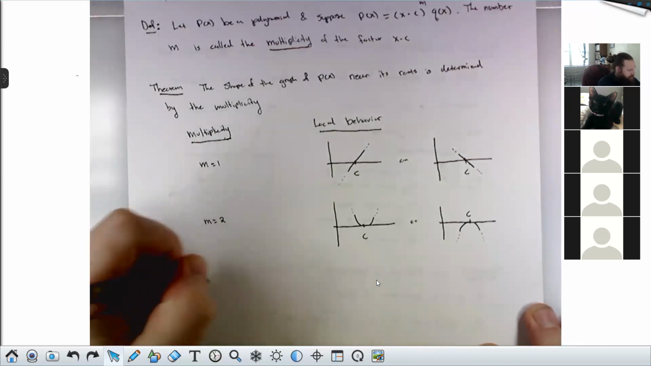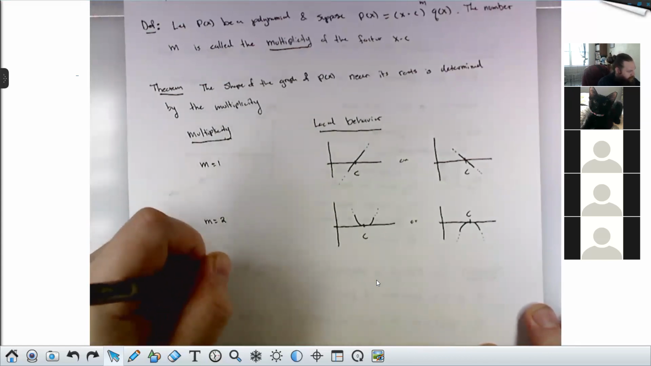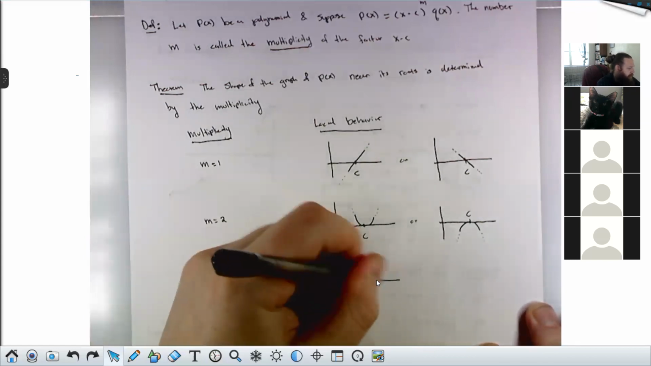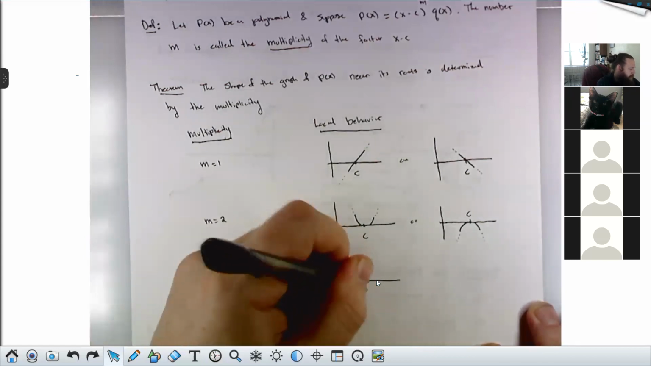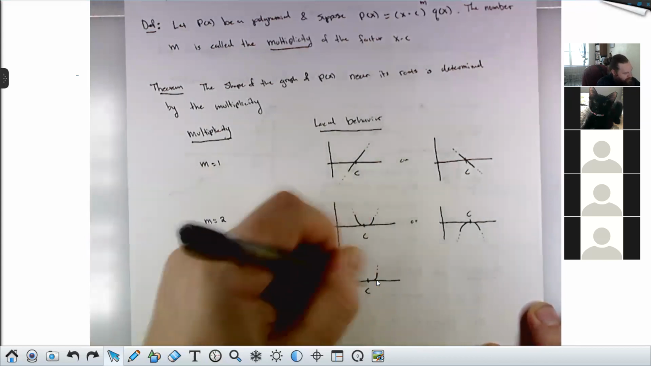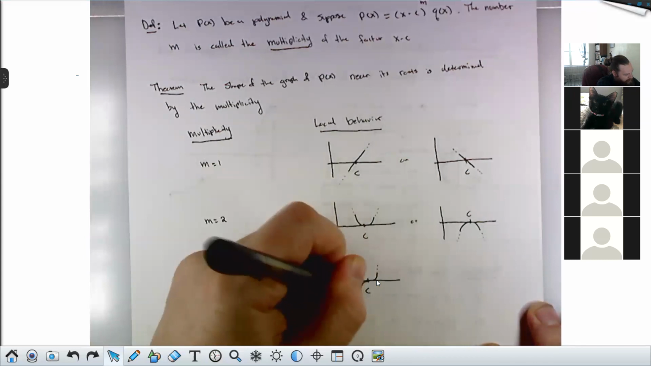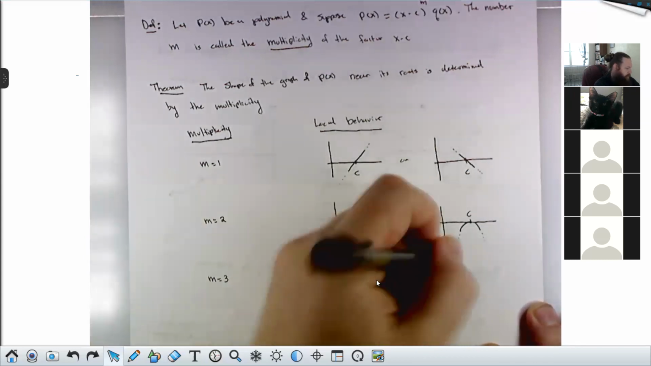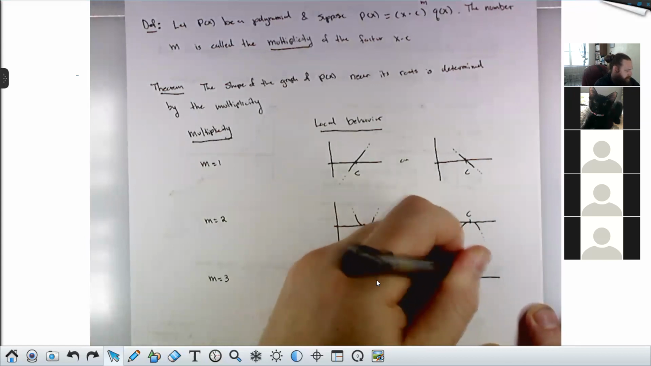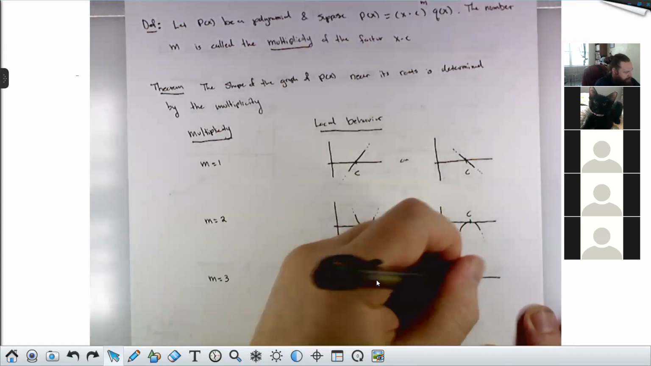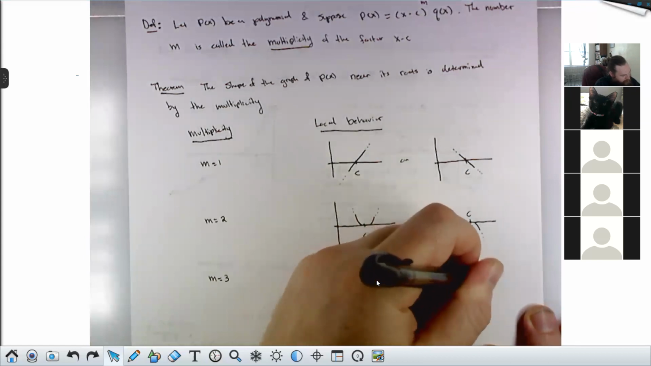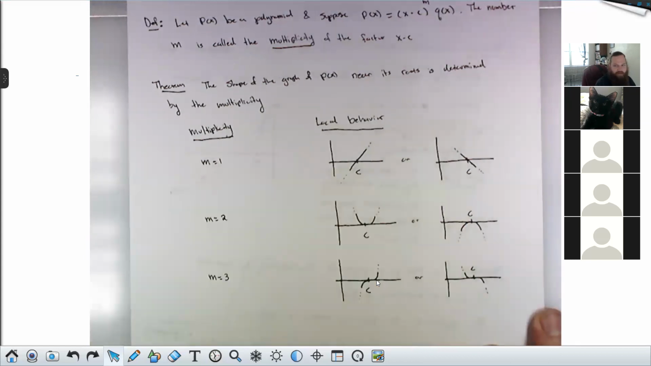If you have a multiplicity 3 root, a factor of multiplicity 3, then near that root, the graph will look like x cubed looks near 0, or like negative x cubed looks near 0. It will cross, and it will cross in this kind of S shape.